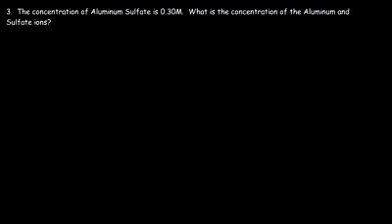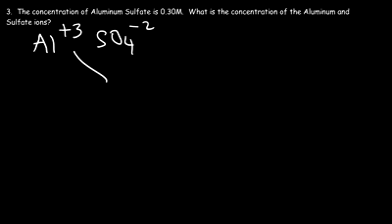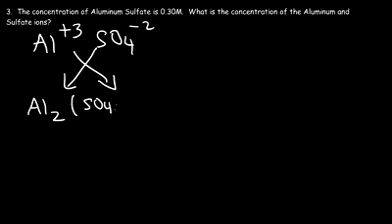Number 3, the concentration of aluminum sulfate is 0.3 moles per liter. What is the concentration of the aluminum and sulfate ions? Well, first, let's write the chemical formula of aluminum sulfate. Aluminum is found in group 3A of the periodic table, so it has a positive 3 charge. And sulfate is one of those polyatomic ions that you should know by now. It's SO4 2-. And so the chemical formula is going to be Al2(SO4)3. And the concentration is 0.30 moles per liter.